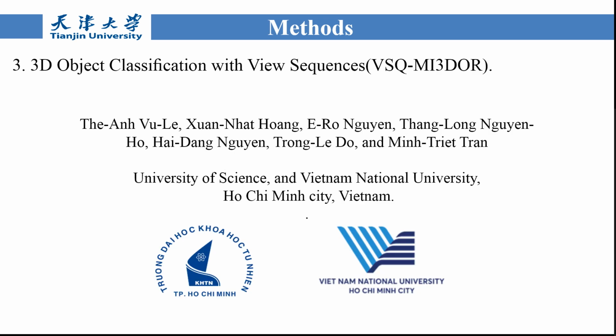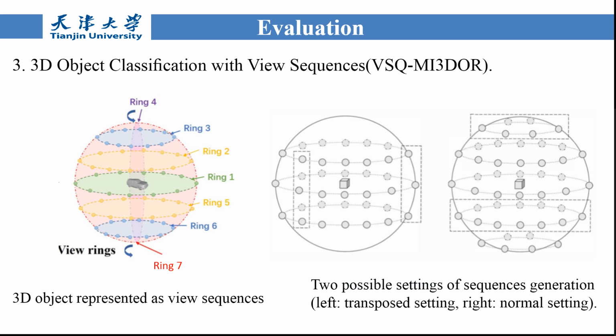The third method is the 3D object classification with view sequences. It was also submitted by the University of Science and Vietnam National University. In this method, each 3D object is represented as a collection of sequences. Each sequence consists of topologically ordered 2D images captured from different views. There are two ways to generate the collections.